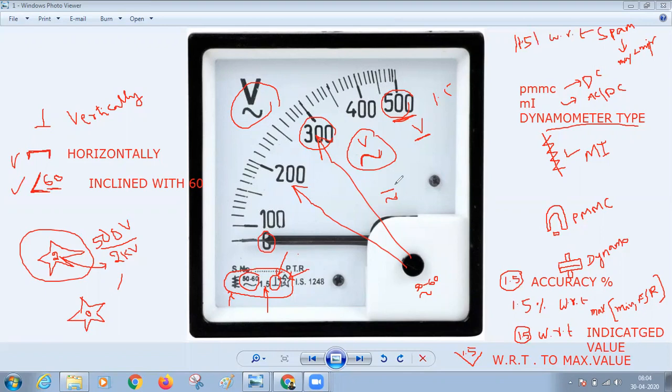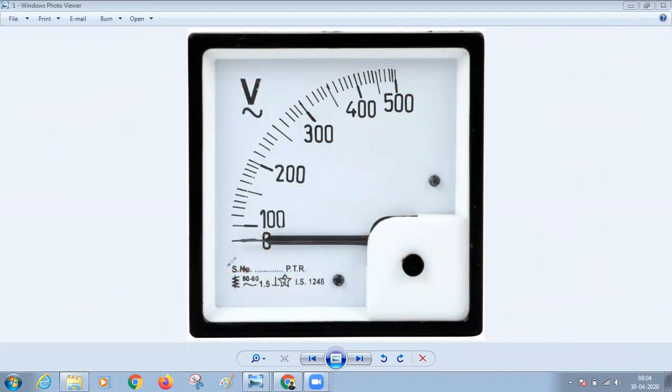Okay, you can observe some meters which also have negative values, like up to minus 50 or 50. In such a case, 500 minus minus 50 is 450, right? So 1.5% of 450 is the error you have to take for that particular meter. Okay, so this is about the symbols which are given on the meter. Are you clear? Right.